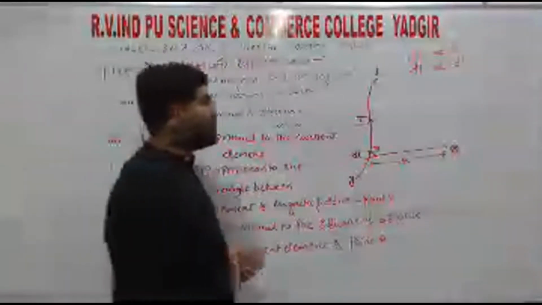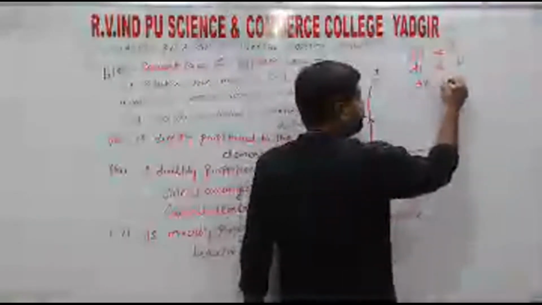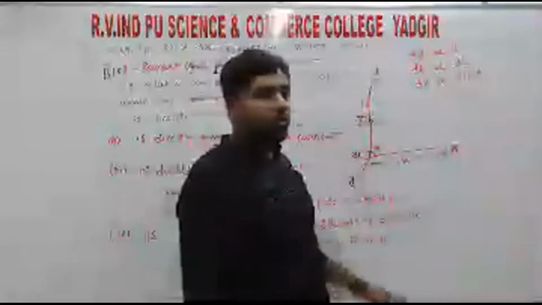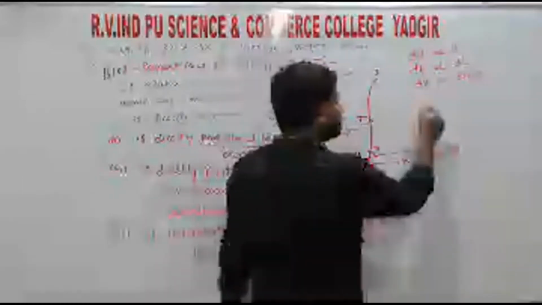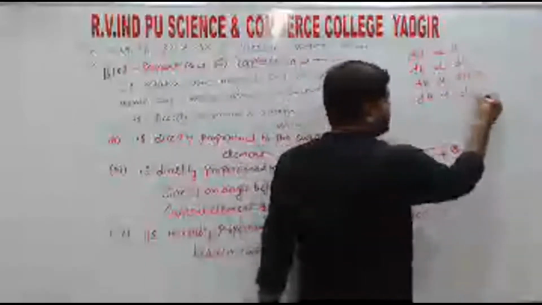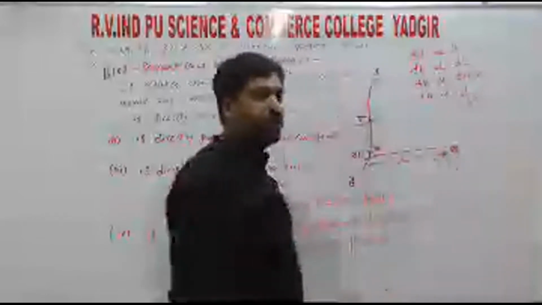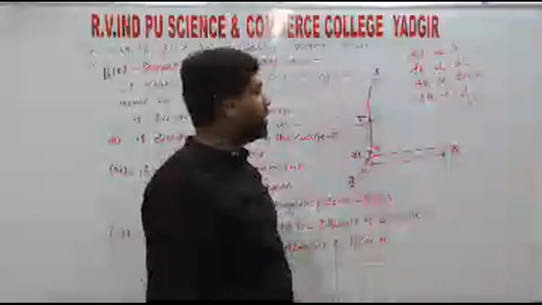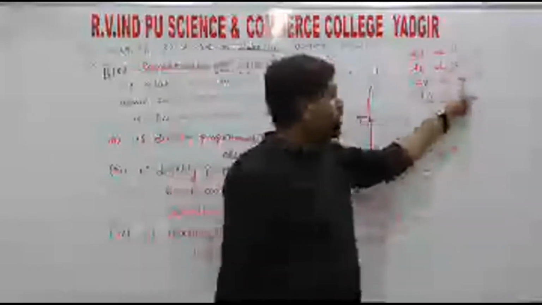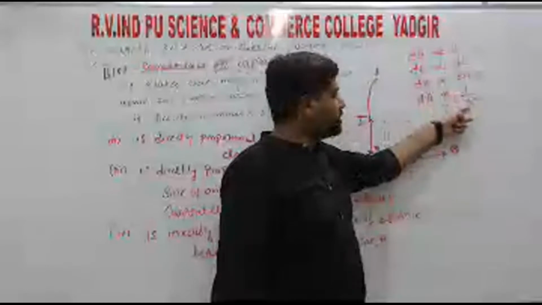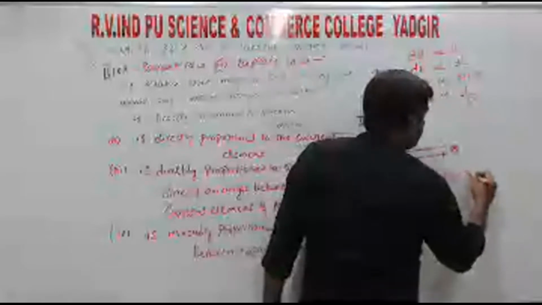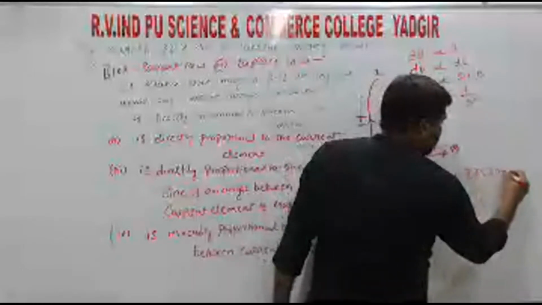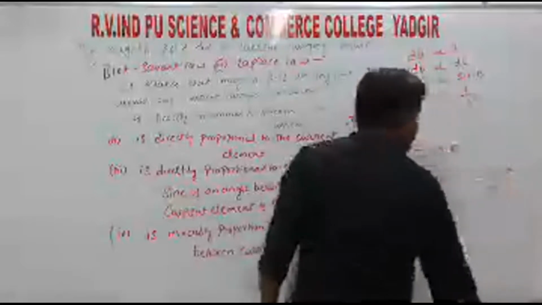Next, the third one: dB is directly proportional to the sine of the angle between the current element and the line joining to the point P, that is sin theta. And the last one is dB is inversely proportional to the square of the distance between the current element and the point P, right? On the LHS everything is dB. Three are directly related and one is inversely related. So we can write dB is directly proportional to I dl sin theta divided by r square, right?